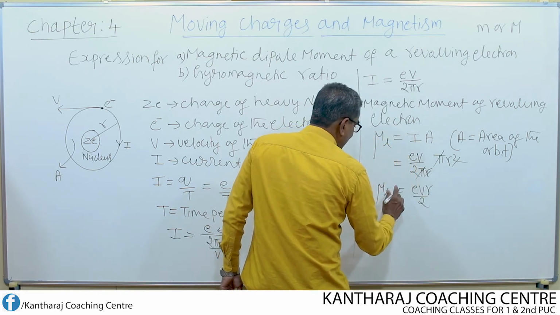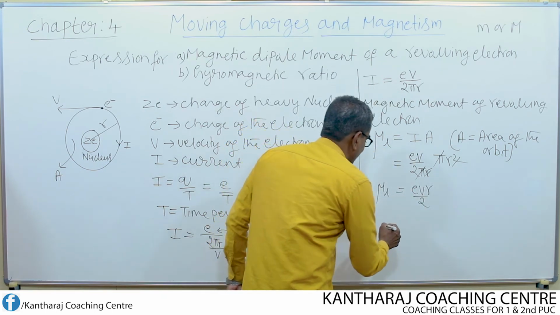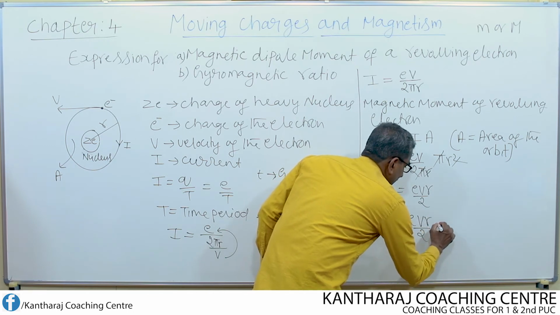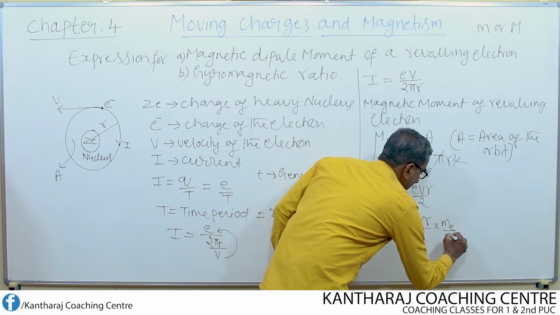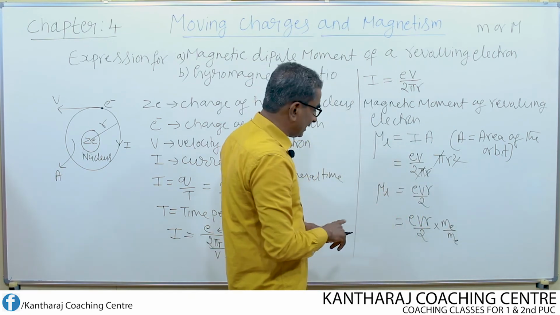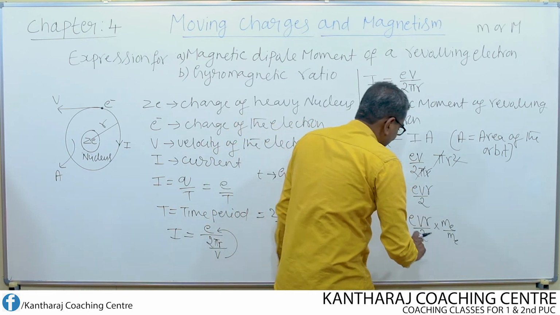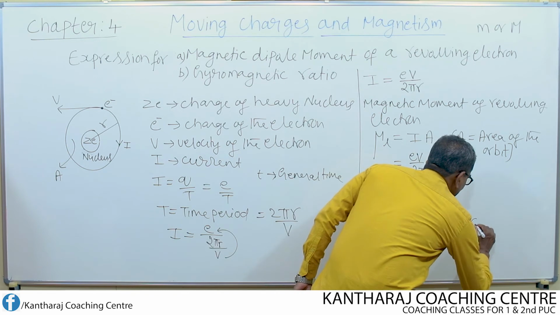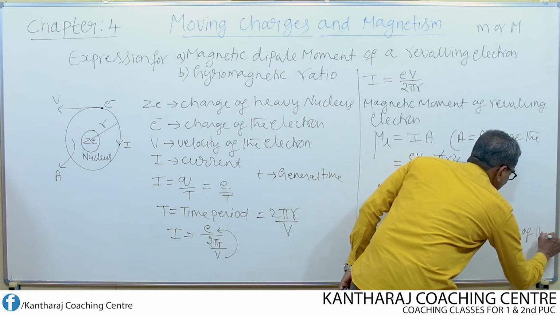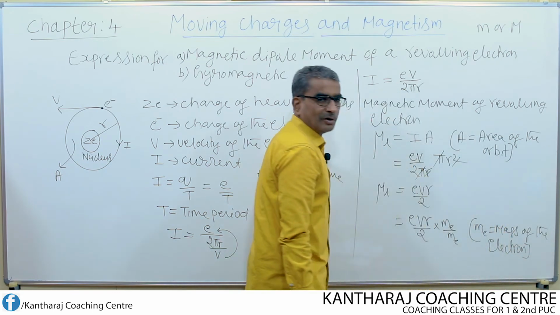Now what I do is multiply and divide the right hand side by ME. So EVR divided by 2 into ME by ME. If I multiply and divide, the original equation is not going to alter, it remains as it is. What is ME here? ME is nothing but the mass of the electron.